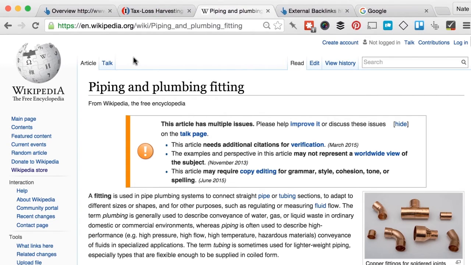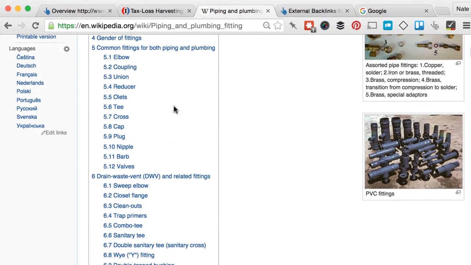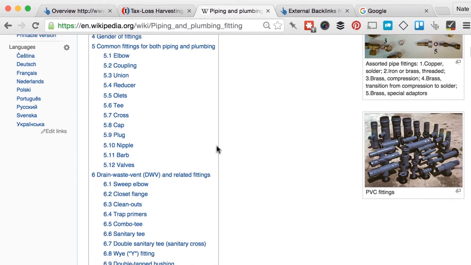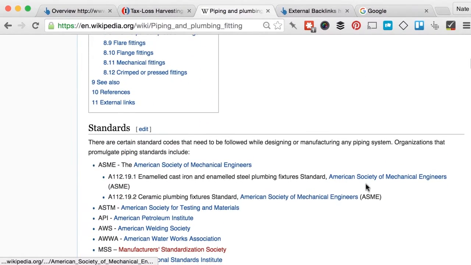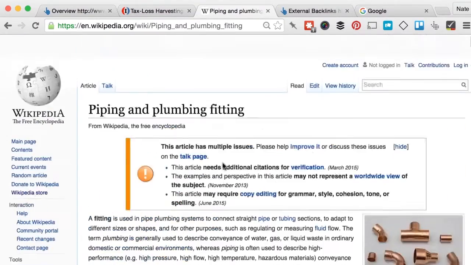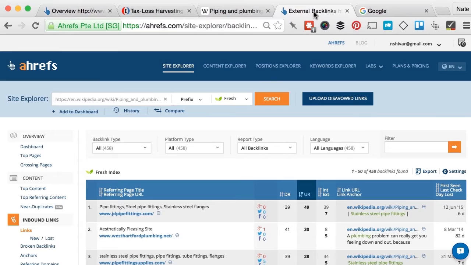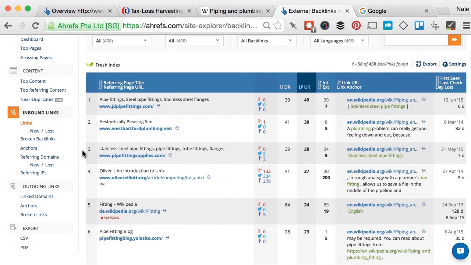So the industry that we're going to look at as an example is the plumbing industry. So you're a plumbing retailer. I'm going to take this piping and plumbing page, which has lots of great information on the common types of fittings and what they're used for, how they're used, the standards and whatnot. We're going to take this URL, go to Ahrefs Site Explorer, drop it in, use the prefix, so it's going to be looking at basically this subfolder, and pull the link report.